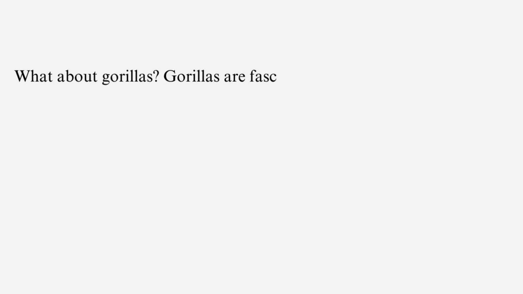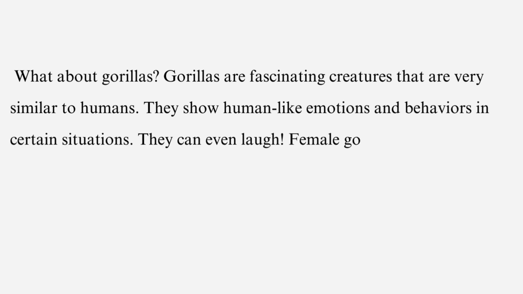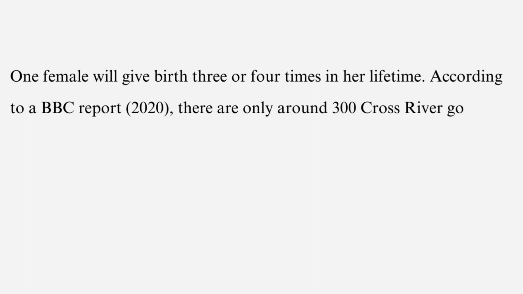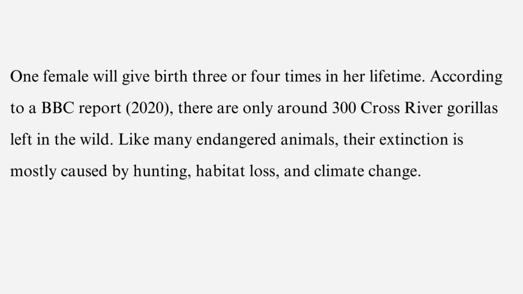What about gorillas? Gorillas are fascinating creatures that are very similar to humans. They show human-like emotions and behaviors in certain situations. They can even laugh. Female gorillas only give birth every 4 to 6 years. One female will give birth 3 or 4 times in her lifetime. According to a BBC report, 2020, there are only around 300 cross-river gorillas left in the wild. Like many endangered animals, their extinction is mostly caused by hunting, habitat loss, and climate change.